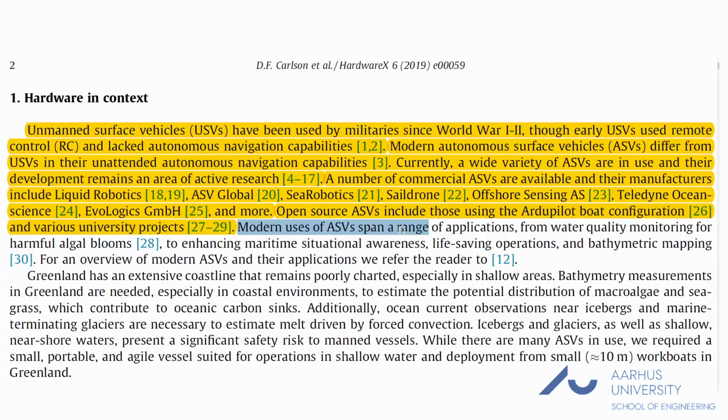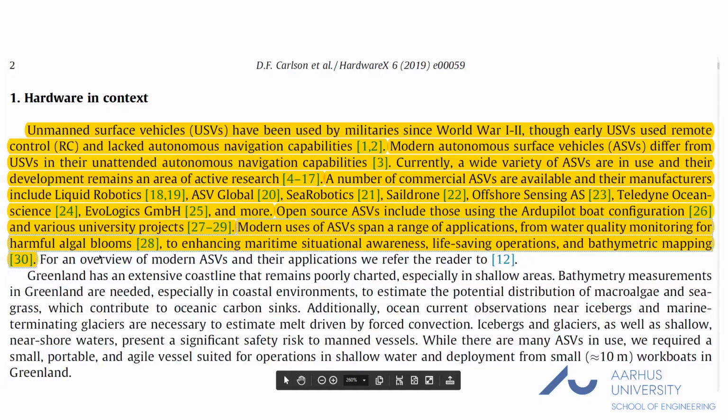Modern uses of ASVs span a range of applications from water quality monitoring to harmful algal blooms, to enhancing maritime situational awareness, life-saving operations, and bathymetric mapping. Okay, so now we have an idea of what these are used for. Again, we are establishing the territory, setting the scene. For an overview of modern ASVs and their applications, we refer the reader to reference 12. So here we give a review, so if they want to read more, they go here.